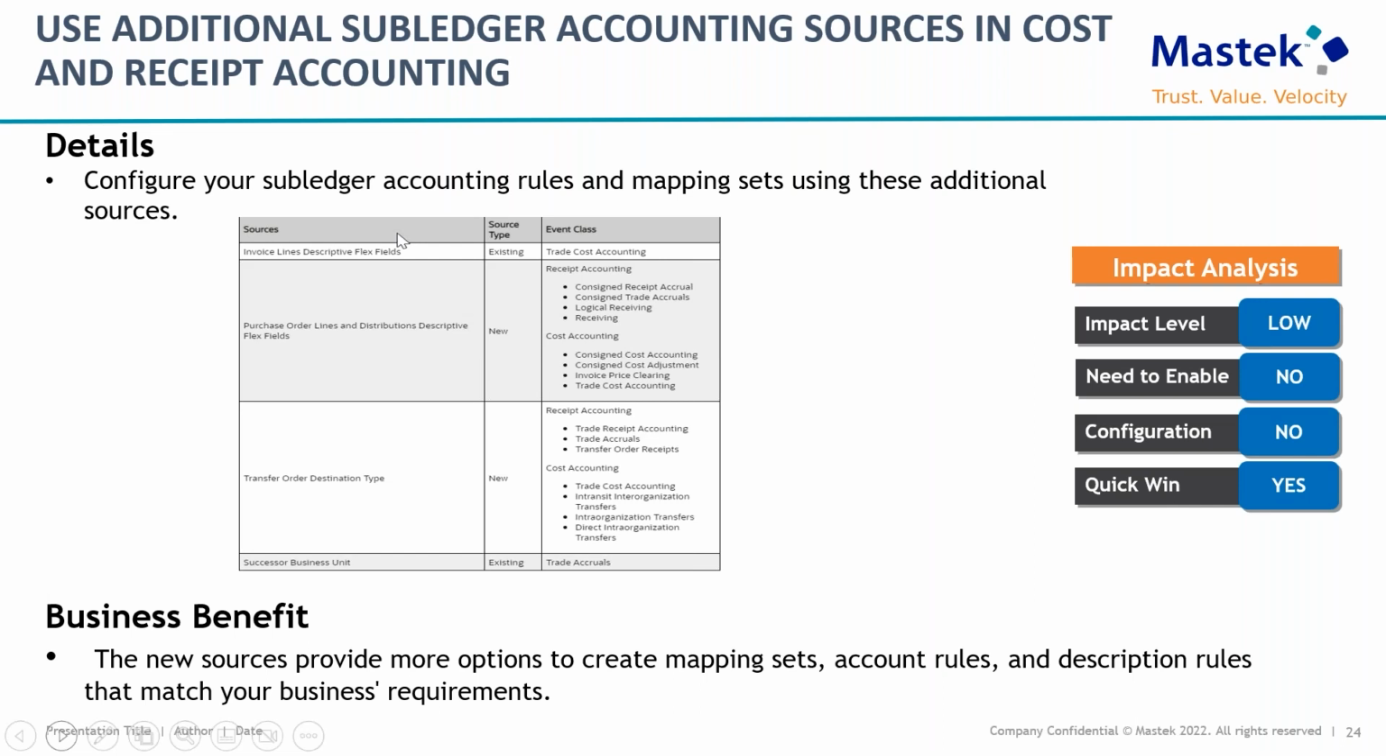So these new sources can bring a business benefit by creating more mapping sets, account rules, and description rules that match the business requirements. The impact over here is low. You do not need to enable this feature. It will be a quick win and will be automatically available to you when it comes in 23A. The configuration is not required for this particular feature.